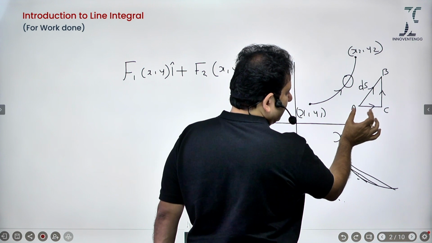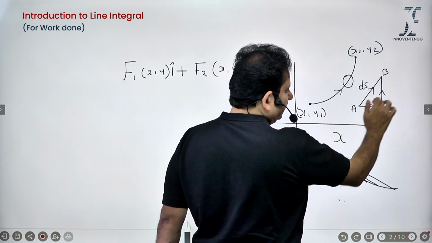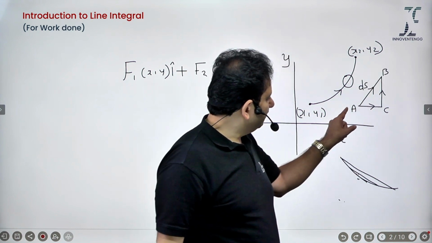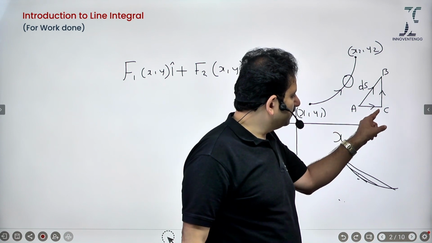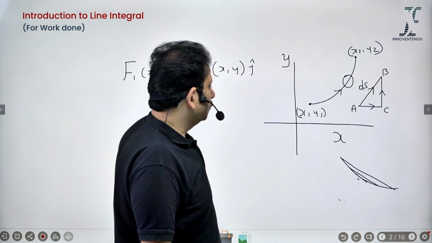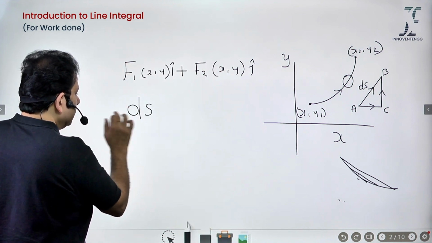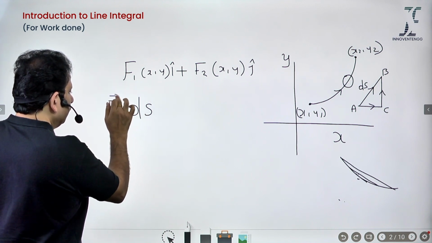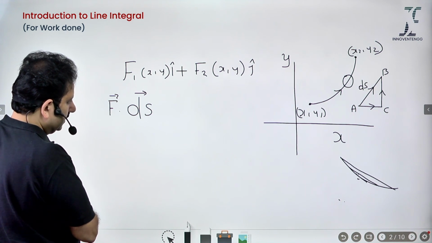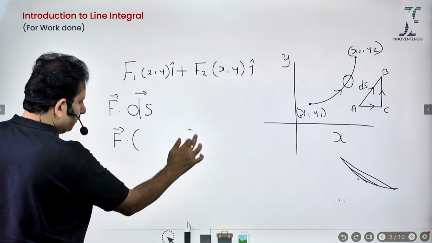So I am getting displaced from A to C and then from C to B, but the vector sum of these two displacements is AB. So therefore, my displacement from A to B is equivalent to my displacement along AC plus my displacement along CB. So therefore, I can write this as F dotted with the ds vector, and I would put in the definition of ds here.